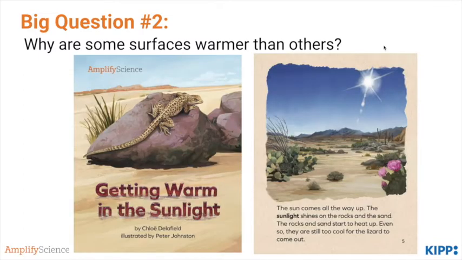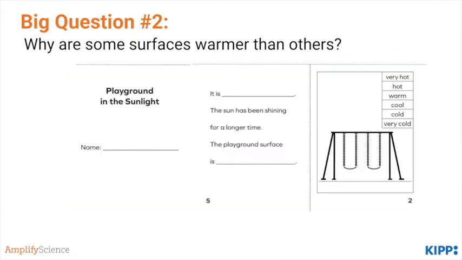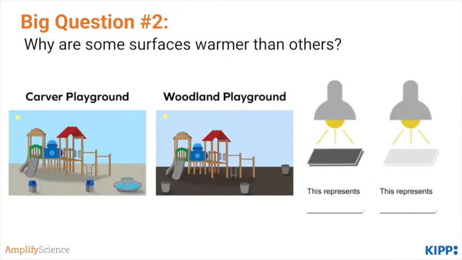Next, students read the book Getting Warm in the Sunlight about how animals, such as lizards featured here, sit in sunlight in order to soak up heat, and how by the afternoon the environment actually gets too hot for lizards because the sun has been out all day long. Next, students complete a mini book to summarize some of the things they've learned so far about playgrounds and surface temperatures. Finally, students return to the question of why Carver Playground was not as warm as Woodland Playground in the morning and afternoon, even though the weather was the same.